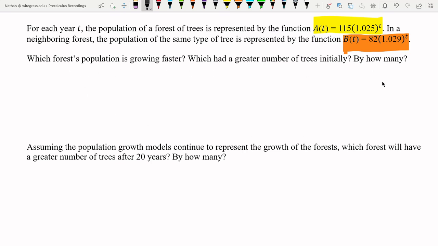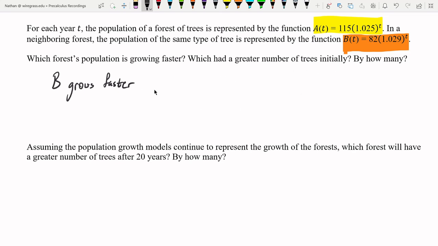Well, we know that faster growth happens with a larger base. And we can see here that B has a larger base of 1.029. So B grows faster, since it has a 0.004 larger base. So B grows faster.